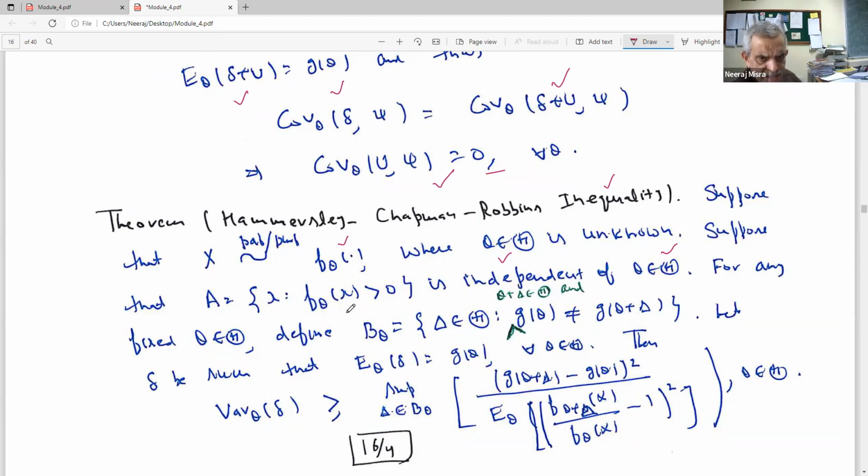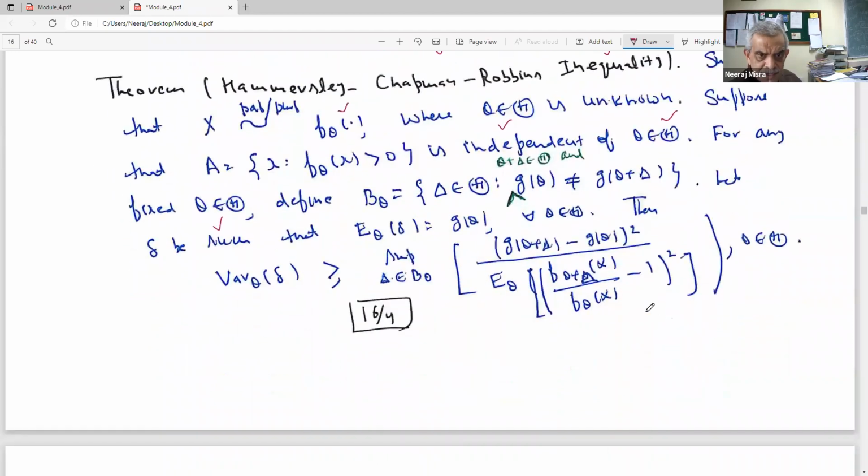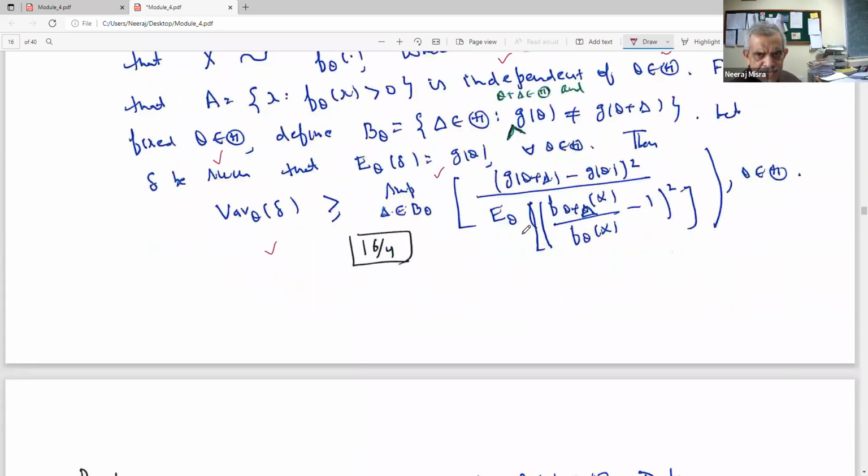So suppose that A is the set of all those x such that f_theta(x) is positive, and this set does not depend on theta. Then if I look at any theta belonging to Theta, I define B(theta) as the collection of all those delta such that theta plus delta belongs to Theta, and g(theta) is different from g(theta plus delta). Let delta be any unbiased estimator of g(theta), that means the expected value of delta is g(theta). Then the variance of delta would always be greater than or equal to the supremum over delta belonging to B(theta) of (g(theta plus delta) minus g(theta)) whole squared, divided by the expected value of (f_(theta plus delta)(X) upon f_theta(X) minus 1) whole squared. Now we'll see later that the Rao-Cramer inequality I can get from this as a particular case.